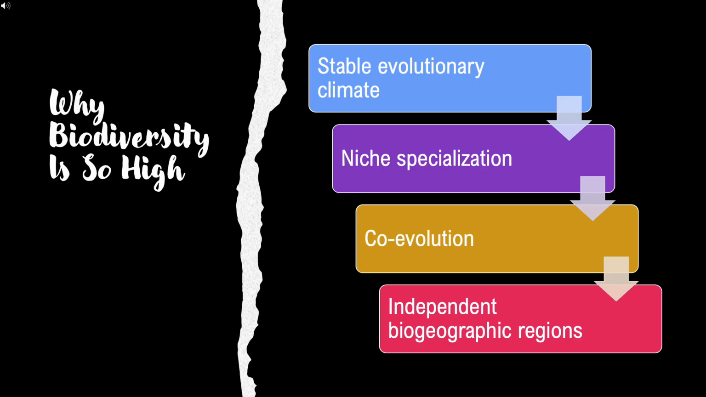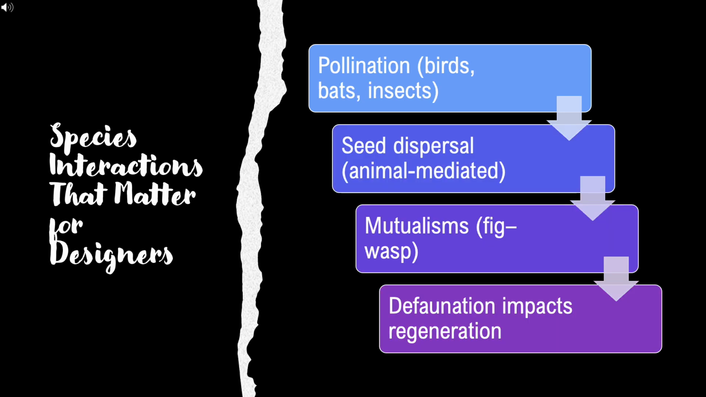For designers, this diversity is a resource, but it's also a responsibility. The more specialized these ecological relationships are, the more vulnerable they are to disruption. Ecology isn't just about individual species, it's fundamentally about relationships. And in the tropics, some of these relationships are so tightly co-evolved that disrupting one side of the interaction cascades through the entire system. Let's walk through the four interactions most relevant to you as designers.